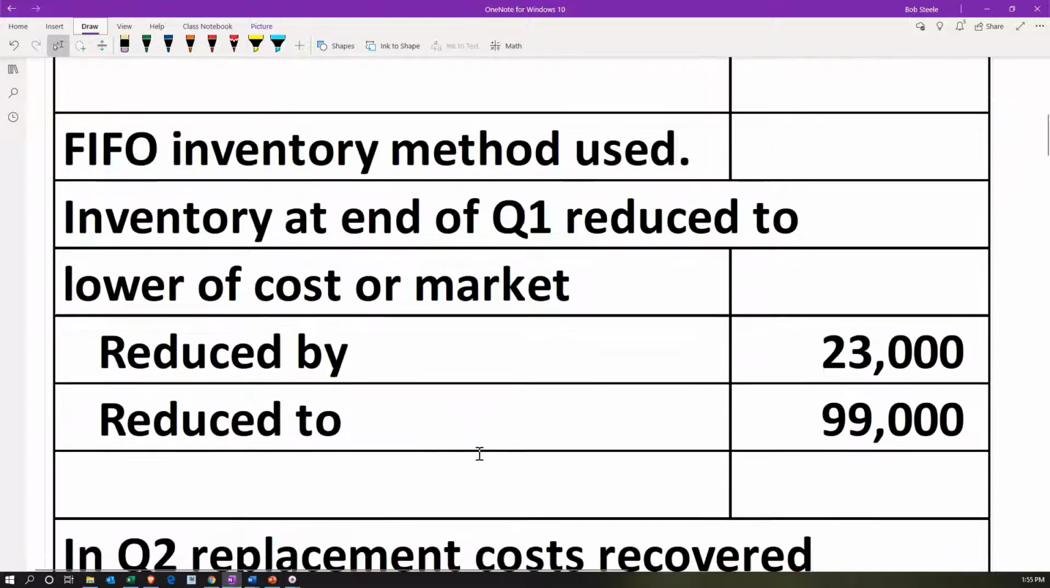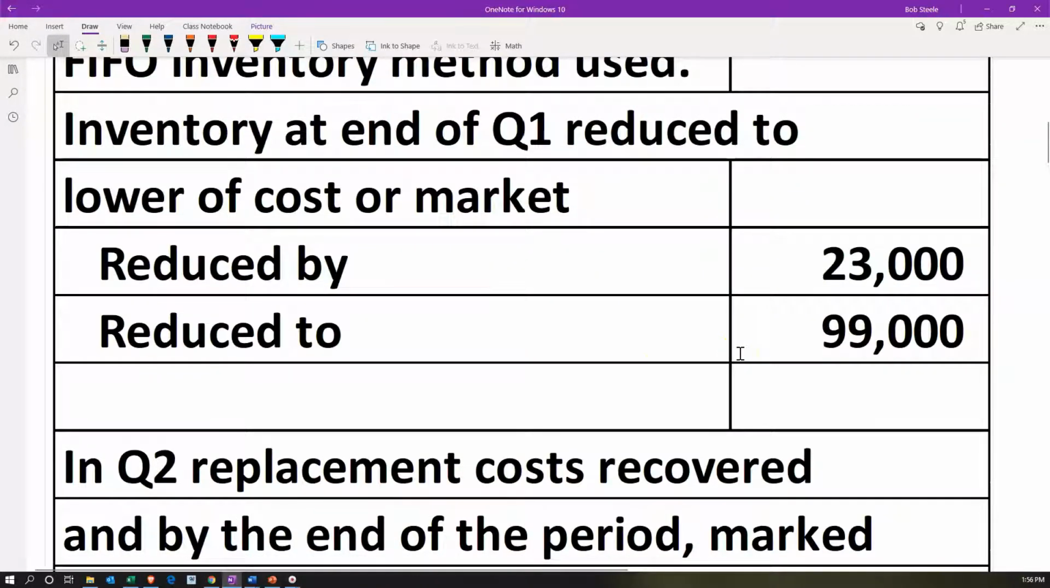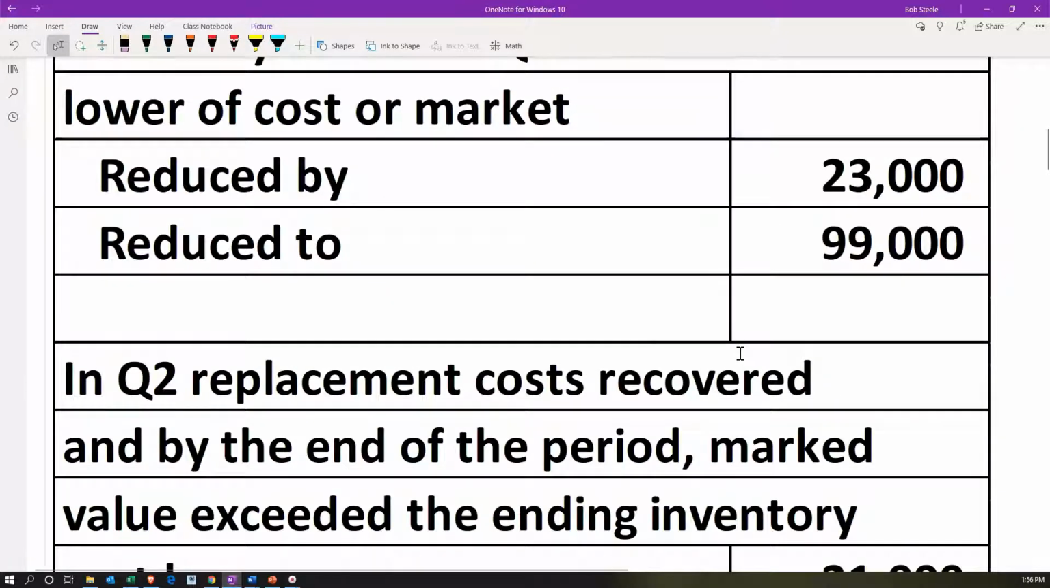$343,000. We're going to be using the first in, first out method for the inventory method. Inventory at the end of Q1, last quarter, was reduced to lower of cost or market. So we had a lower of cost or market adjustment for it. Inventory was reduced by $23,000, and it was reduced to then $99,000. That would be the ending inventory for the prior quarter, and the beginning inventory for the current quarter then.